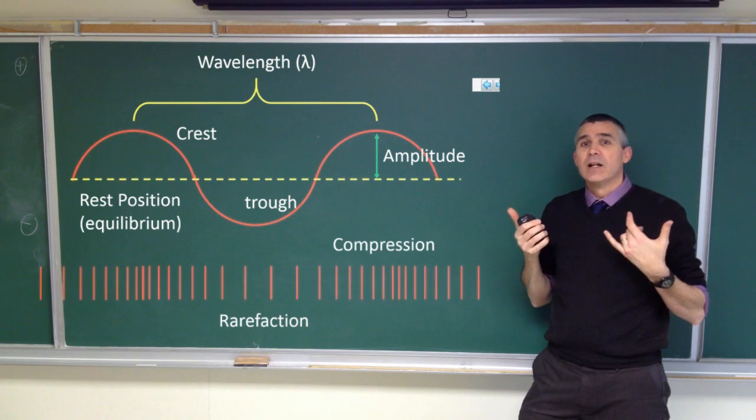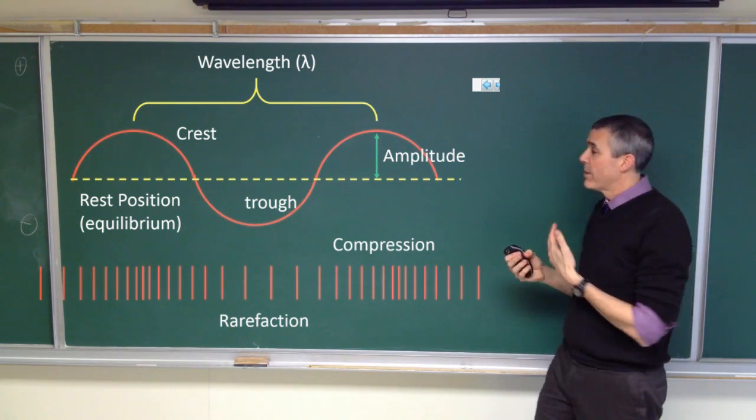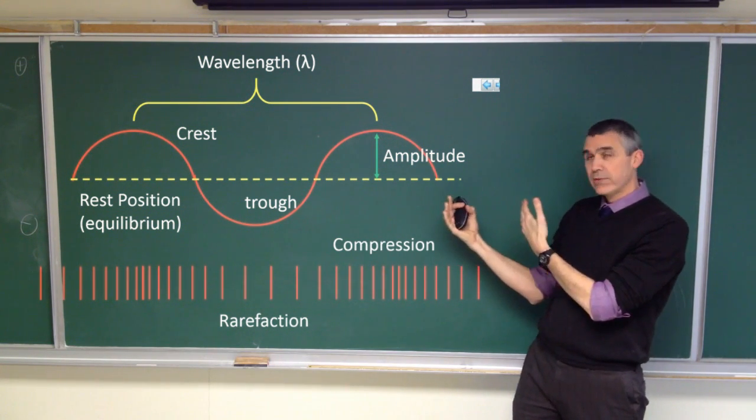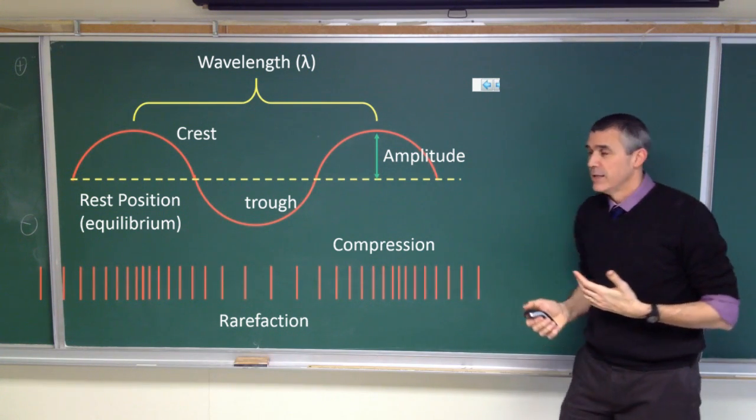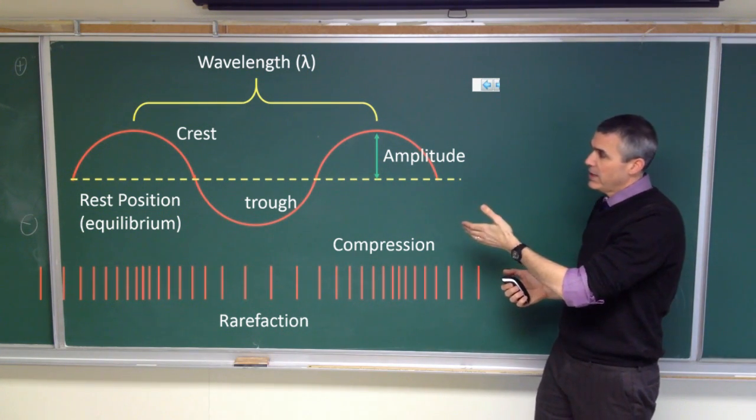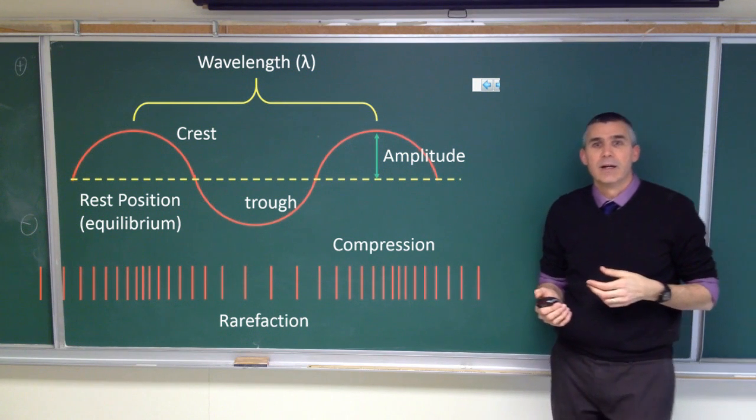For a longitudinal wave, remember we have compressions and rarefactions. There are no crests and troughs. Those distinguish the longitudinal wave from the transverse wave.